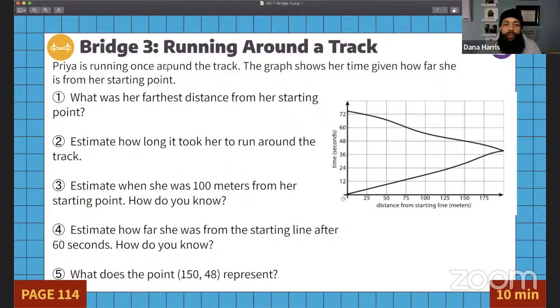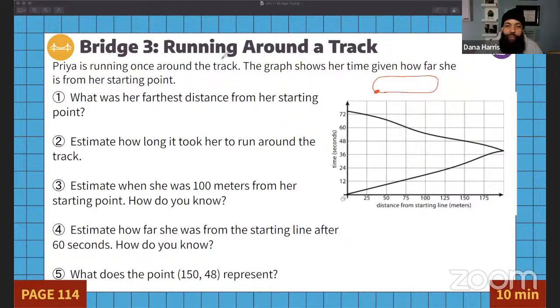So it says Priya is running once around the track. The graph shows her time given how far she is from the starting point. Now, the key thing here is knowing she's running around a track. And a track is not what a track looks like right there. So I'm not going to try to draw this perfect, but it looks something like that. It's like an oval shape, right? So let's just say this is the starting point here. Doesn't matter where the starting point is, right?